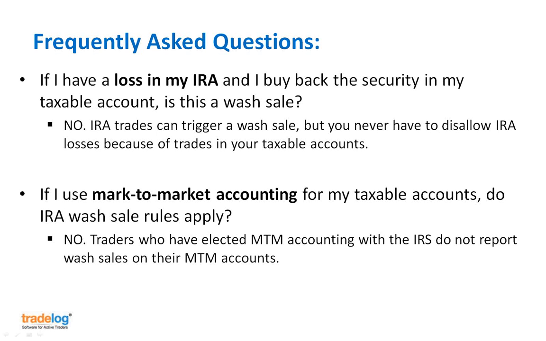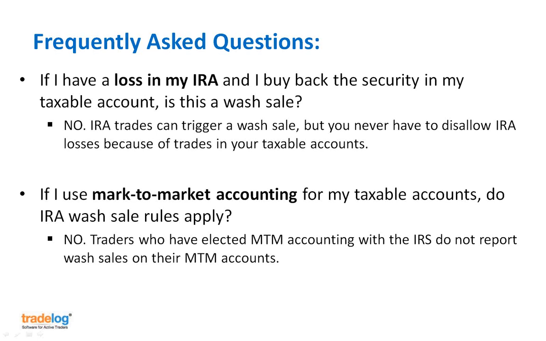Number one, if I have a loss in my IRA and I buy back the security in a taxable account, is that a wash sale? And the answer is no. The IRA wash sale is a one-sided wash sale. You have a loss in your taxable account and you acquire a replacement position in your IRA or your non-taxable account. That's an IRA wash sale. If you have a loss that occurs in your IRA account, then it doesn't matter whether you purchase more shares in the IRA, whether you purchase shares in your taxable. The IRS could care less. The loss occurred in the IRA, they don't care.